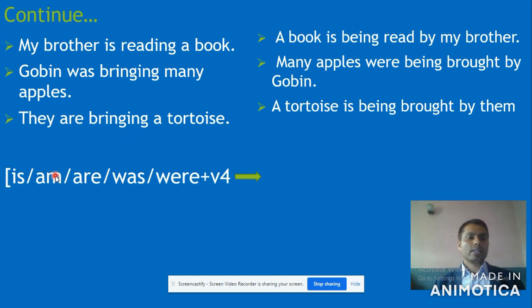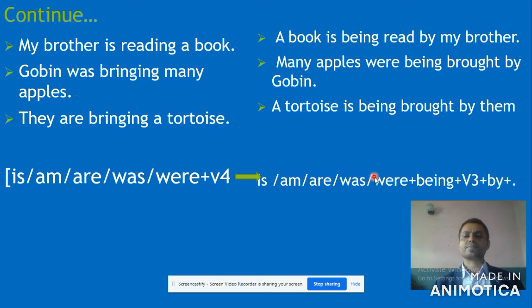So if you find such a structure in active sentences, then it will be changed in this pattern. Please always follow this structure: is, am, are, was, were plus being plus verb 3, the past participle form of the verb, plus by plus agent. Here is the agent, by plus agent, right? So note it down, please.